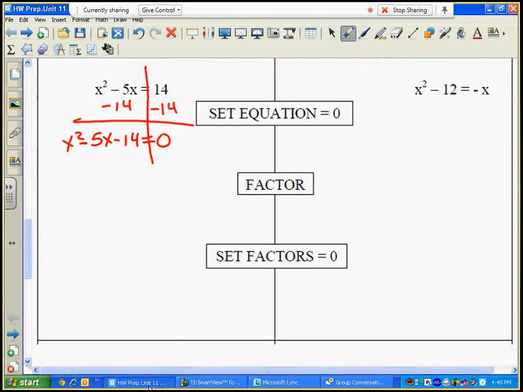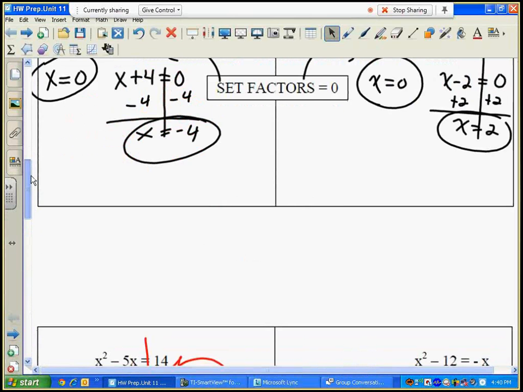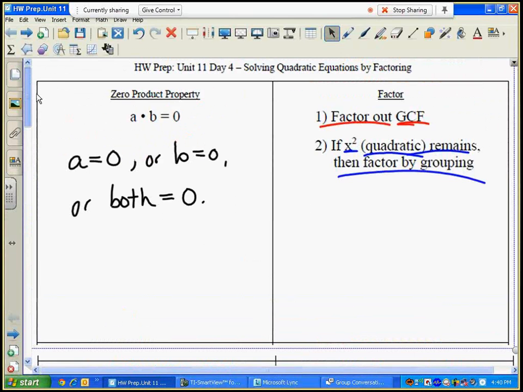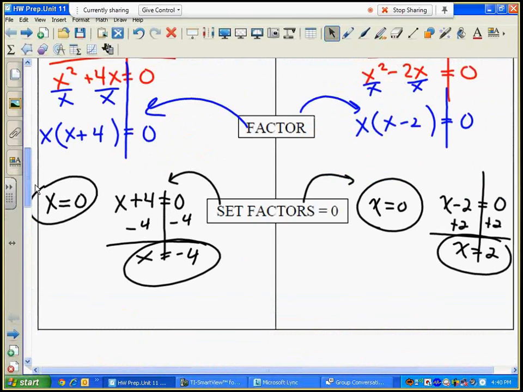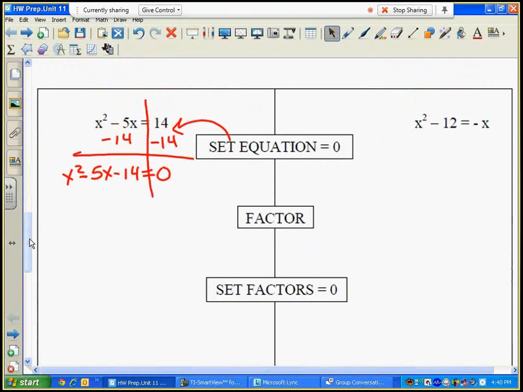So as we begin to factor, take a look at x squared minus 5x minus 14. Remember, our first rule up here says we should look for and factor out a GCF. Well, as we look at this particular expression, x squared minus 5x minus 14 don't share any common factors other than 1. So a GCF is not going to be able to be taken out. But it can still be factored. This is a quadratic, which means we're going to factor it by grouping.